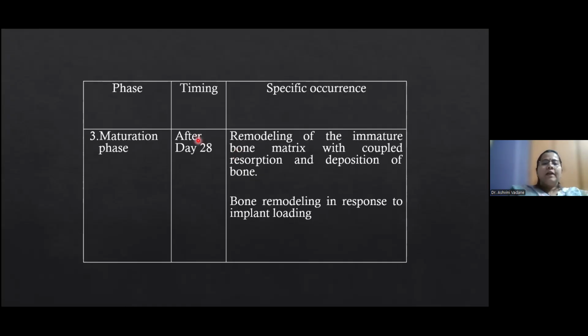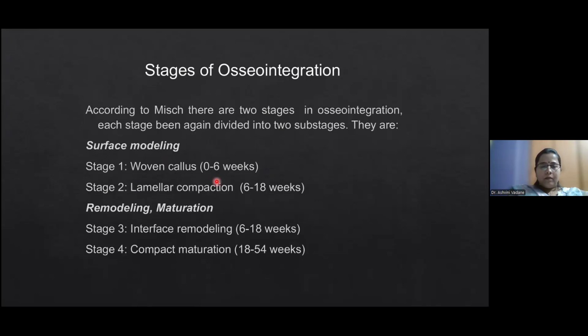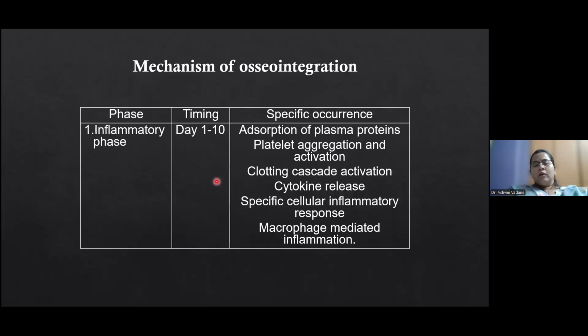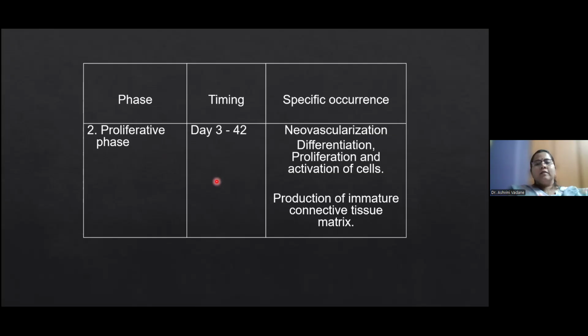And after day 28, the maturation phase takes place. This is the remodeling of the immature bone matrix with coupled resorption and deposition of bone. And there is bone remodeling in response to implant loading. This is the maturation phase. So we can quickly revise the mechanism of osseointegration in these three phases.